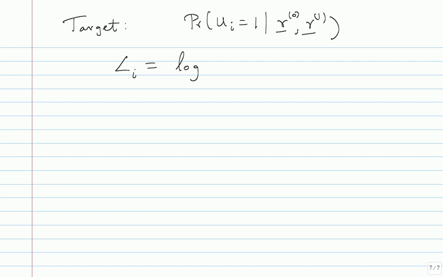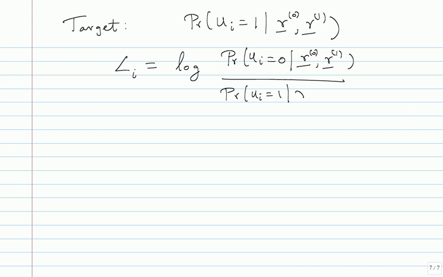So the log of the probability that Ui is 0 (probably I took 0 on top) given R0, R1. If you don't like R0, R1, collect them into one received vector and call it R. It's the same thing. Ratio Ui equals 1 given R0, R1. So this is what the bitwise MAP decoder will compute.